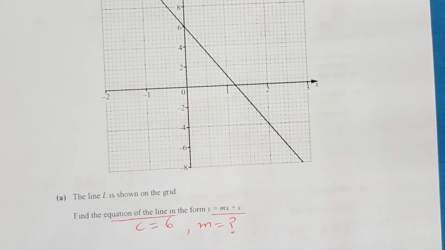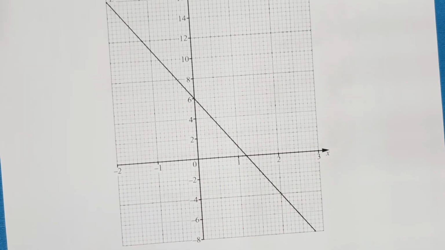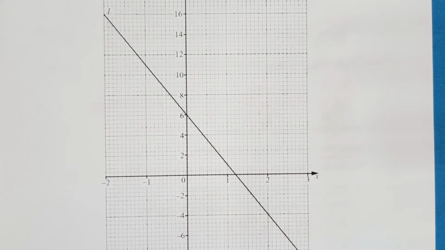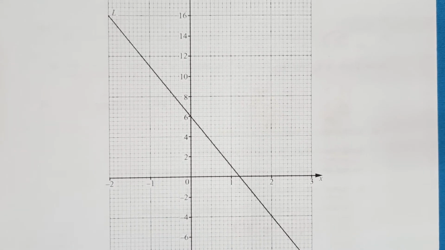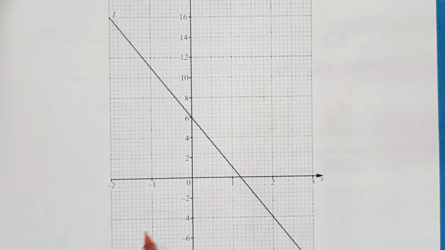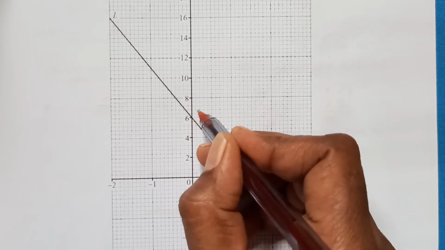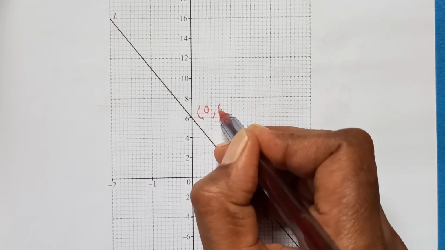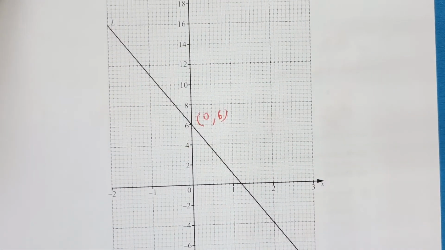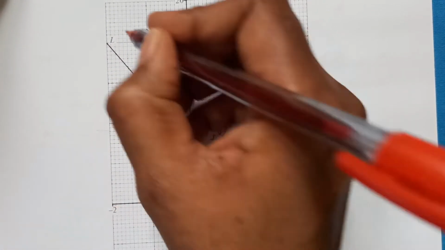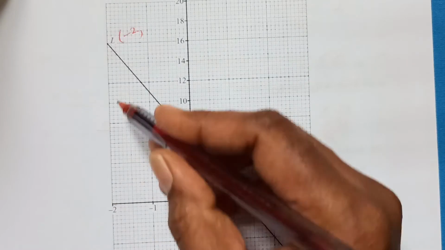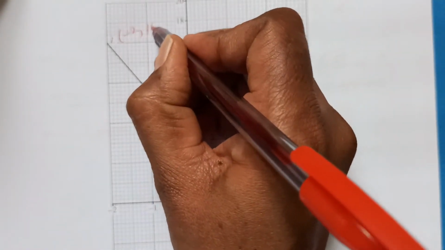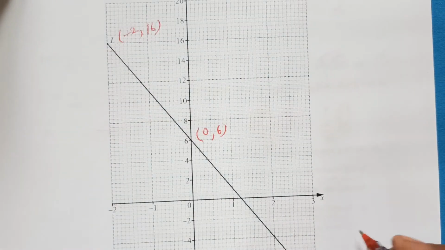For the gradient we need 2 points. We can choose any 2 points. I will try to get exact points, not decimals. So here we can choose this point where x is 0 and y is 6, and at this point x is negative 2 and y is 16. Okay, so these are our points.